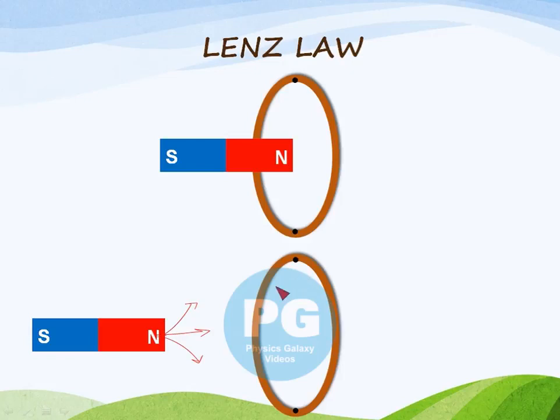So, what happens is, this loop will try to maintain the magnetic flux through it. The direction of the magnetic field that would be produced by this coil will also be in this direction. Now, to produce this induced EMF, the induced current must be in clockwise direction, as seen from the magnet side.